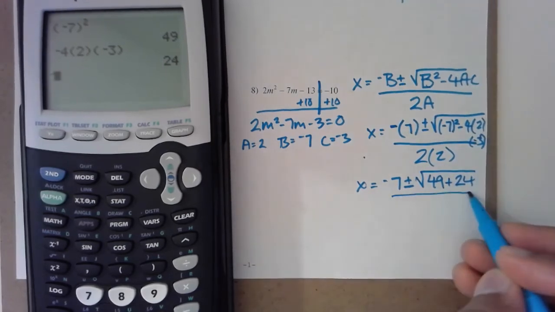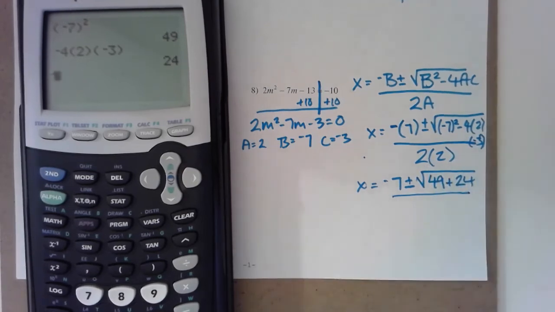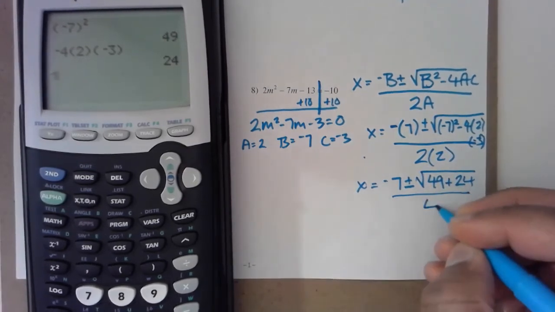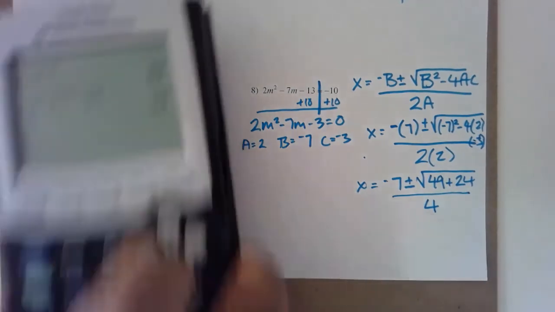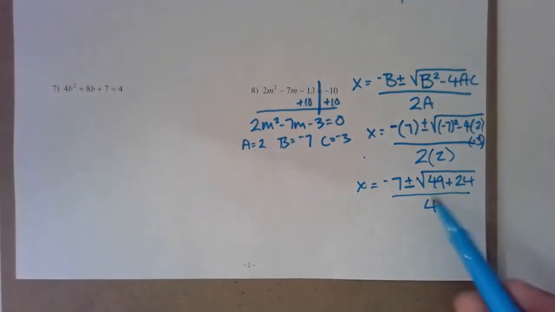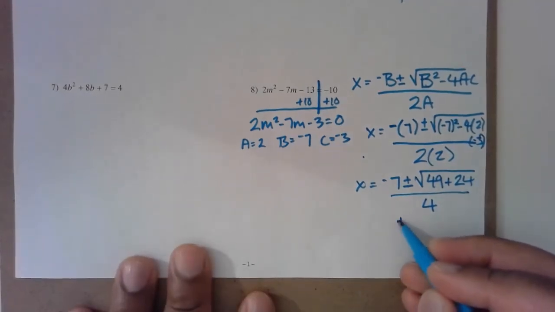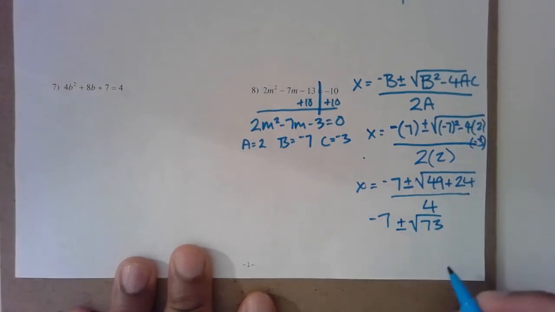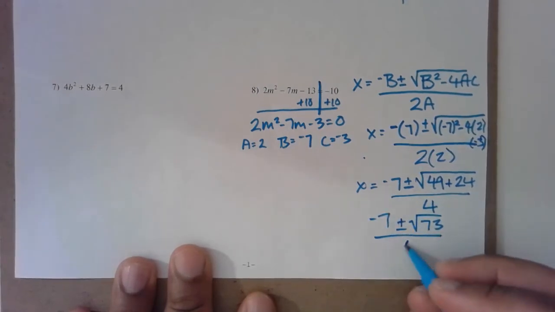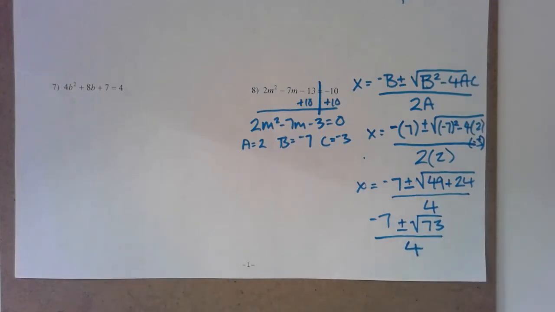And then when I go ahead and simplify my denominator, 2 times 2, I'm going to end up with a 4. Now, let's take a look at this. When I add 49 and 24, I'm going to end up with a 73. Now, is 73 a perfect square? No, it's not a perfect square.